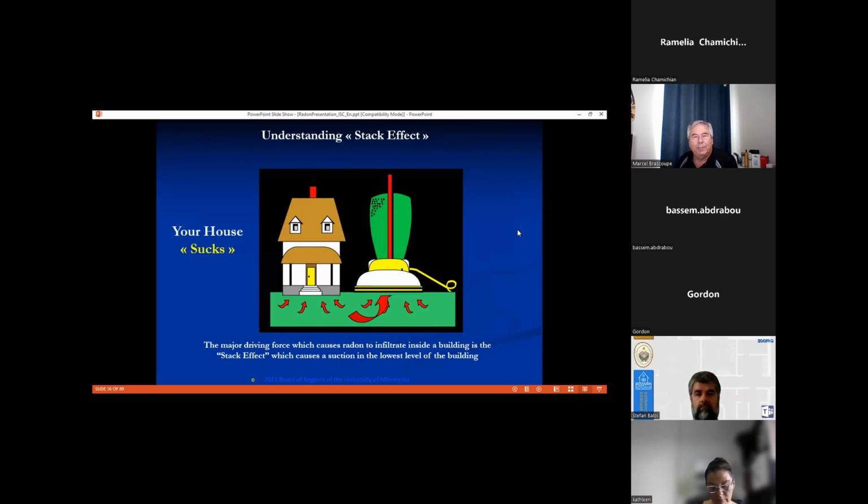So again, like I mentioned, your house during the heating season, because we're heating our home, is actually becoming like a large vacuum cleaner. And that stack effect that we're referring to here, which creates that suction, is the major driving force which causes radon to infiltrate inside the building, especially in the lowest level of the building.